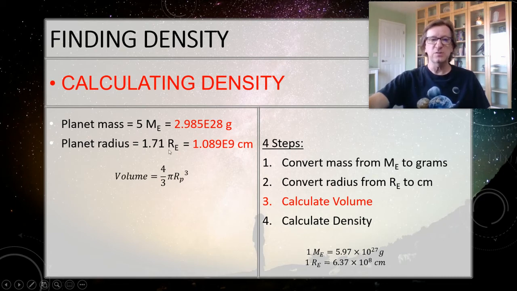I have had students who happily work out step 2. They'll work out what it is in centimeters, and then they'll take the 1.71 and they'll put it in this formula. Well, why did we bother working out in centimeters first, right? This number goes in for RP. This is the radius of the planet in centimeters. That's what has to go in here. All right, so pause the video, work that out. Let's see what you get.